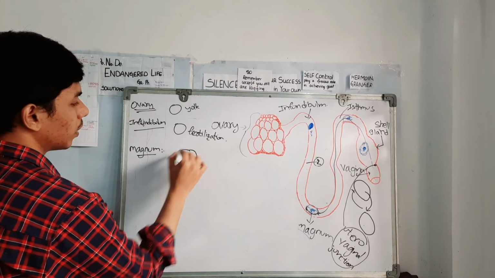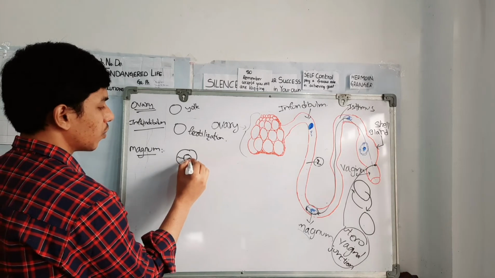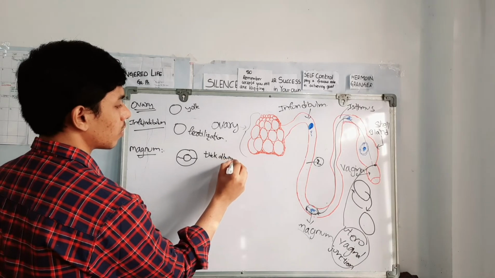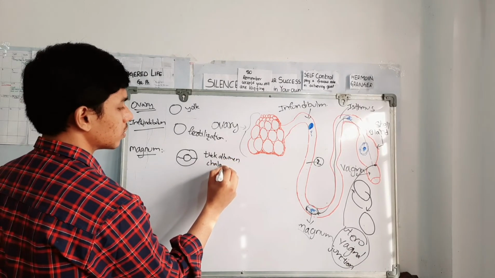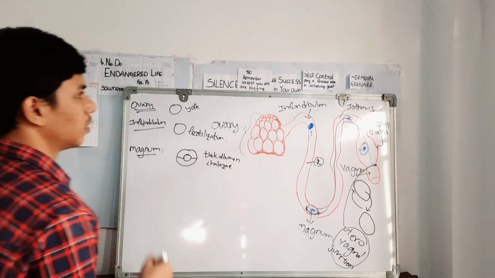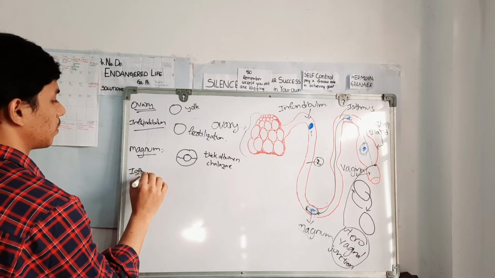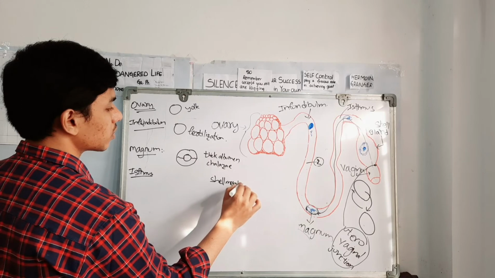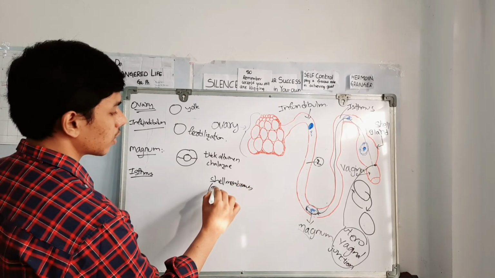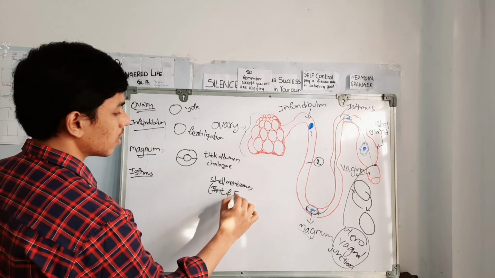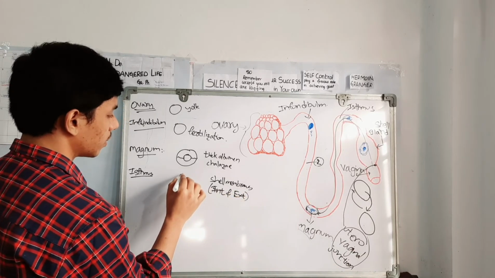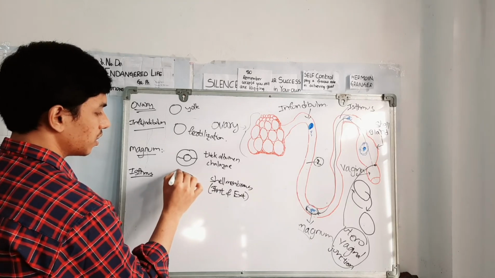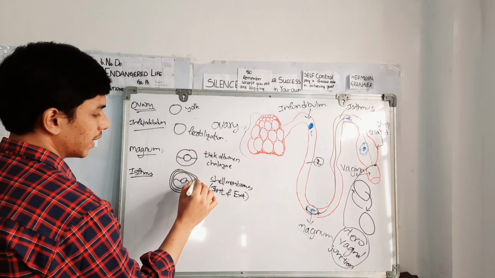And in the magnum, thick albumin surrounds the yolk and chalaza is formed as the yolk rotates. Thick albumin and chalaza. And in the isthmus, shell membranes are deposited, interior and exterior. This is the yolk, this is the thick albumin, chalaza and the shell membranes, interior and exterior membrane.